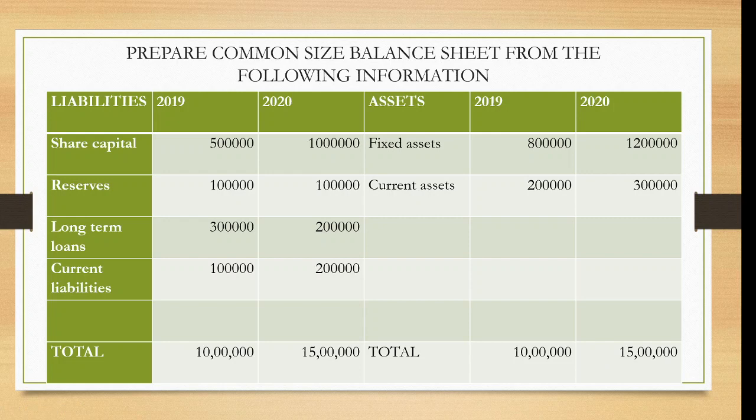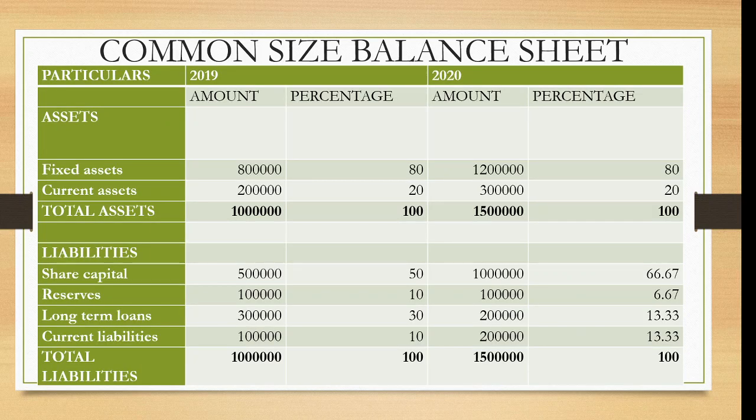So in the case of a common size balance sheet, the total of the assets or liabilities is taken as 100 and all other items in the balance sheet are expressed as a percentage of that. Now for the preparation of a common size balance sheet, the columns are particulars, 2019 with two columns, amount and percentage, and 2020, two columns, amount and percentage.